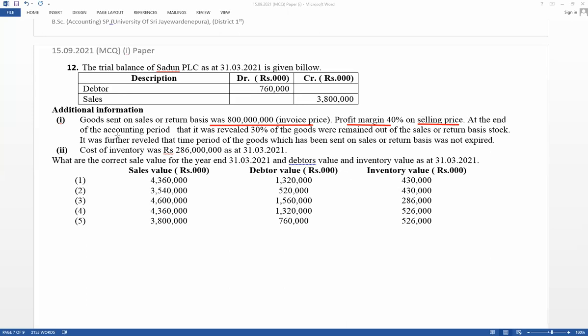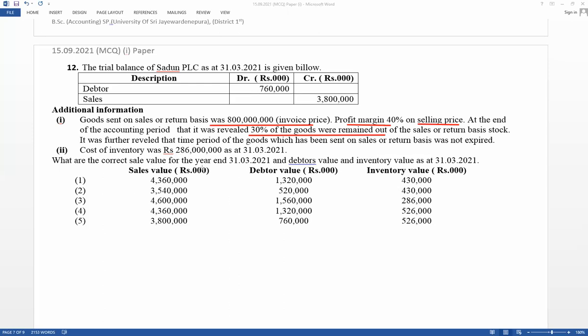At the end of the current period, it has given that 30% of goods remained. The 30% was not sold, out of the sales or return stock. And the time period also had not expired; the period given for returning has not yet ended. Right. It has not clearly said whether recorded or not, and the inventory available at the store on 31st March 21 is given.